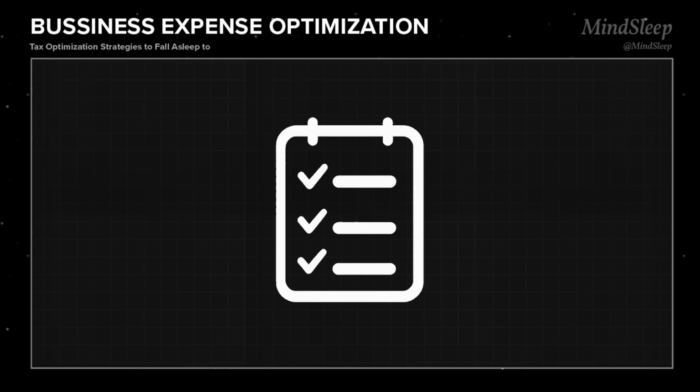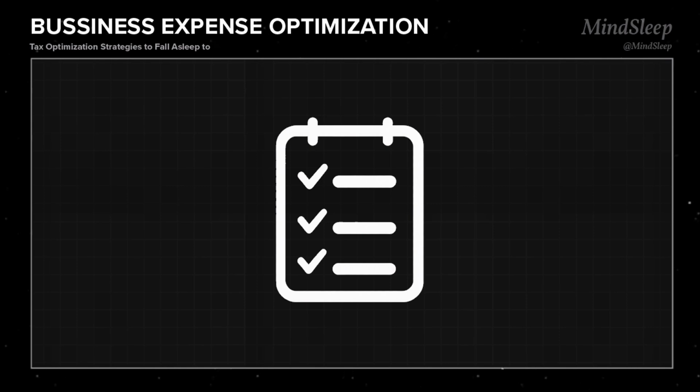As we conclude our exploration of business expense optimization, we find ourselves at the intersection of finance, strategy, and philosophy. The decisions we make about expenses are not merely accounting entries, but reflections of our business values and long-term vision. In optimizing our expenses, we are in essence crafting the financial narrative of our organizations, one deduction at a time.